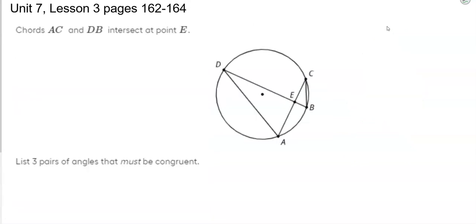All right, last problem. So chords AC and DB intersect at E, and what they're asking you to do is list three pairs of angles that must be congruent. So this is the last problem. Turn the video off. Work with this either on your own or with a partner. Turn the video back on when you are ready to continue.